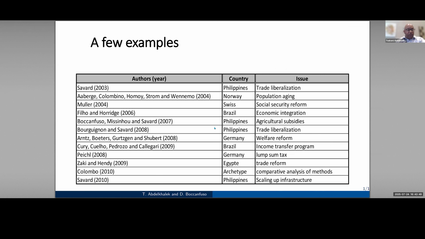In the presentation, you also have many papers presented using the macro simulation CGE and microsimulation approach. You have here the Philippines and Norway. I think Zaki and Hindi have a study for Egypt, and they will show you some other papers at this level.